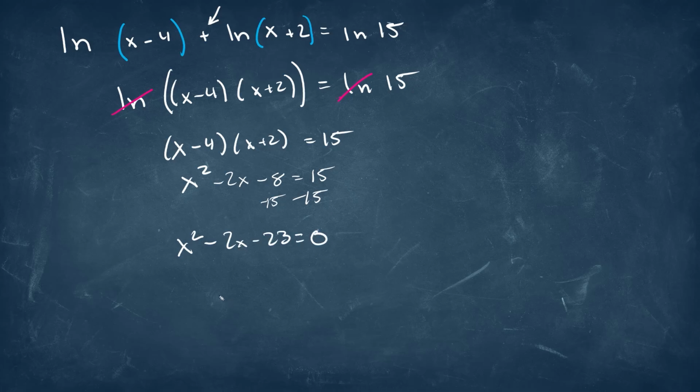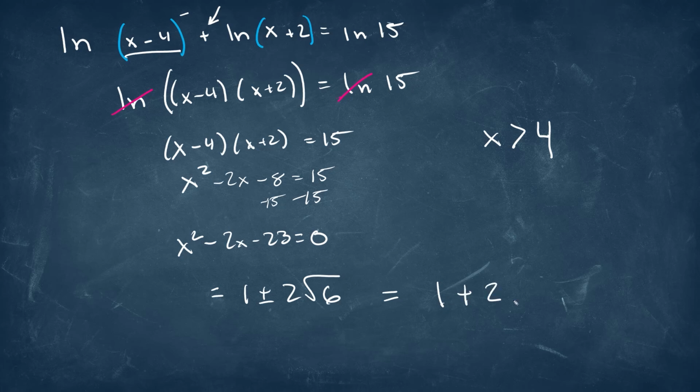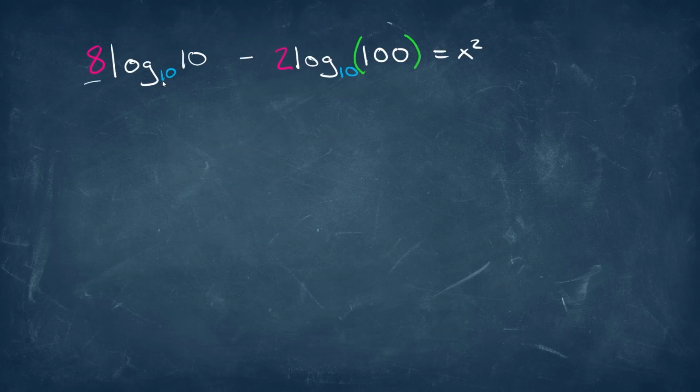And using the quadratic formula, this is actually going to give us 1 plus or minus 2 square root of 6. However, from looking at this equation, x is going to have to be greater than 4 because any value less will give us a negative value, which we can't have. So the only possible solution for this is going to be 1 plus 2 root 6, and that would be your final answer.